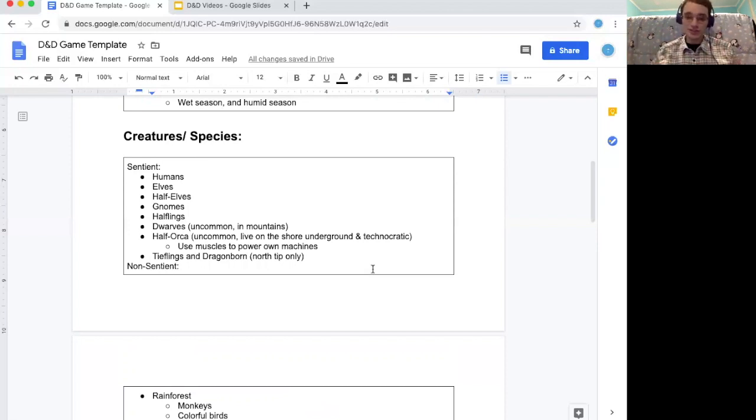They don't have electricity, as you can see, but they use their muscles to power their own machines. Lastly, we have the tieflings and the dragonborns, which are only in that northern piece on the other side of the mountains, the mysterious area. Why am I saying all this?